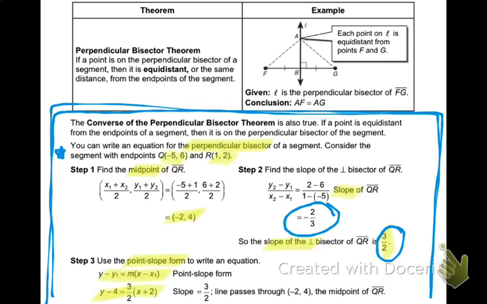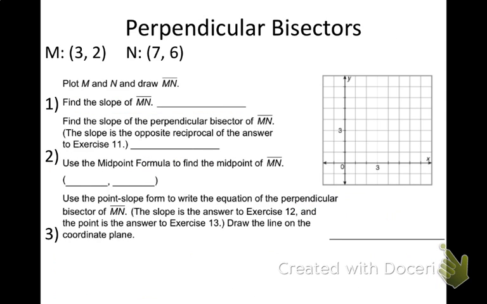Okay. Now let's look at an actual problem here. This problem will take us step by step going through all of this. Okay. We're going to go step by step here. I have the points M and N. I want to write an equation for a perpendicular bisector. First thing says to plot M and N and draw MN. So I want to plot the coordinates of M and N. So M is located at 3, 2. N is located at 7, 6.